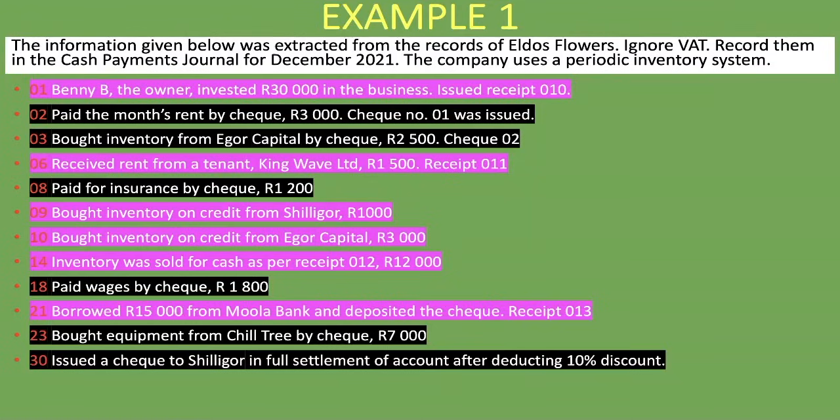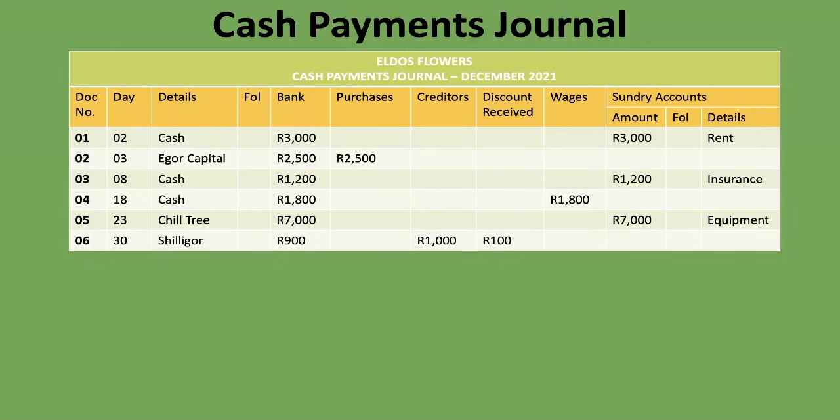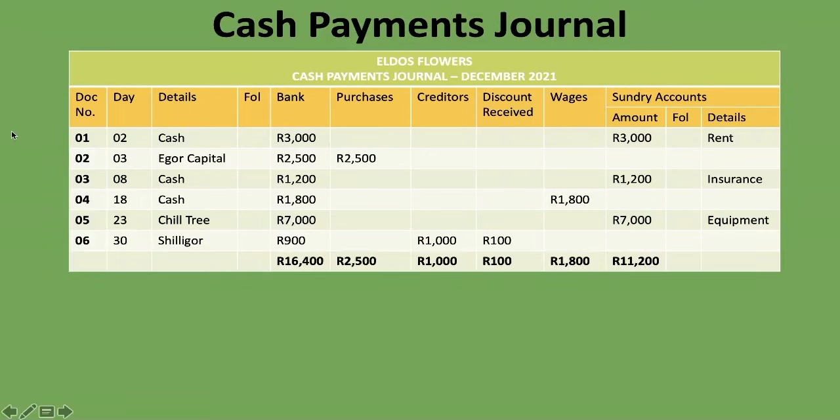Now that we have completed it, all we have to do is go back to our cash payments journal and just put down our total. So we'll just add the totals for all the columns for which we have amounts, and we will have the amounts there. So you can see under bank we have 16,400, and we have the totals for all the other columns here. And that is how you do the cash payments journal. I hope it has made sense. I hope you've gained value from this lesson and you now know how to do the cash payments journal.